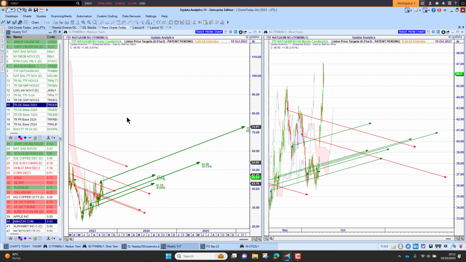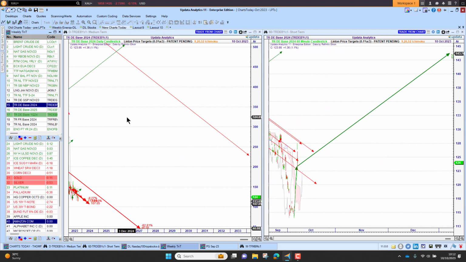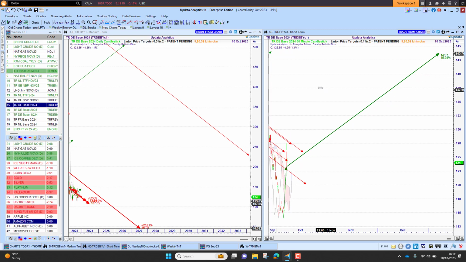And last of all, a look at German power. And here, quite an interesting picture. We do have this new upside target that has been activated, so that's quite key as well.